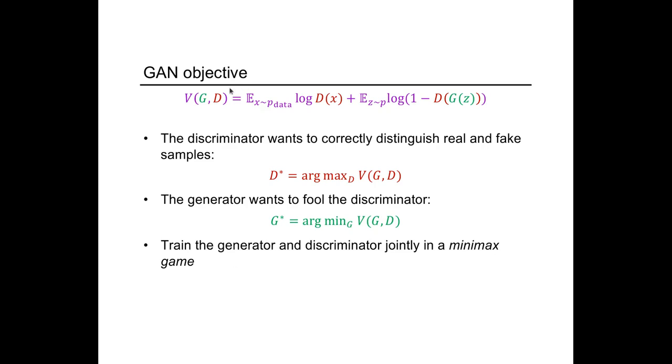So this is the overall objective now, which is a function of the generator and discriminator models, that is, the expected log likelihood of D(x) plus the expected log likelihood of 1 minus D(G(z)).